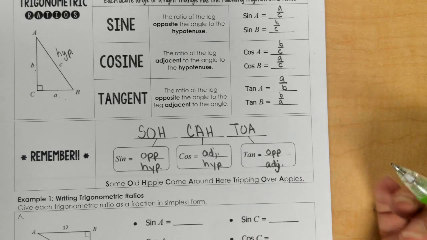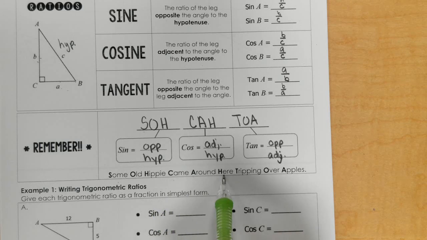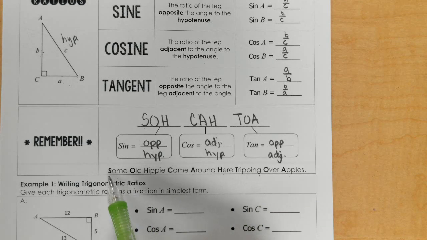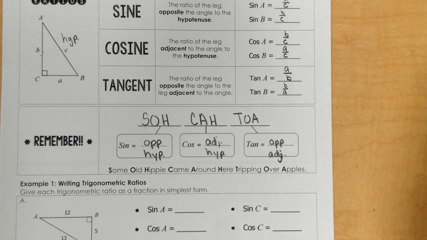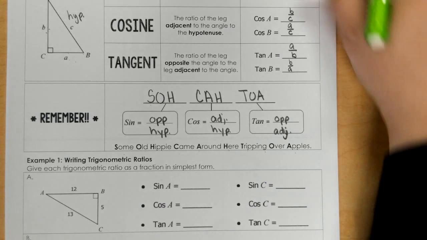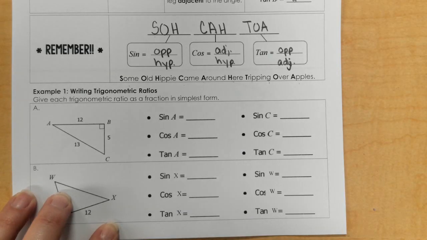A way to remember that could be: some old hippie came around here tripping over apples. That goes along with SOHCAHTOA. I'm going to refer back to that quite a bit when I figure out the ratios. For example 1A, it says to give each trig ratio as a fraction in simplest form.